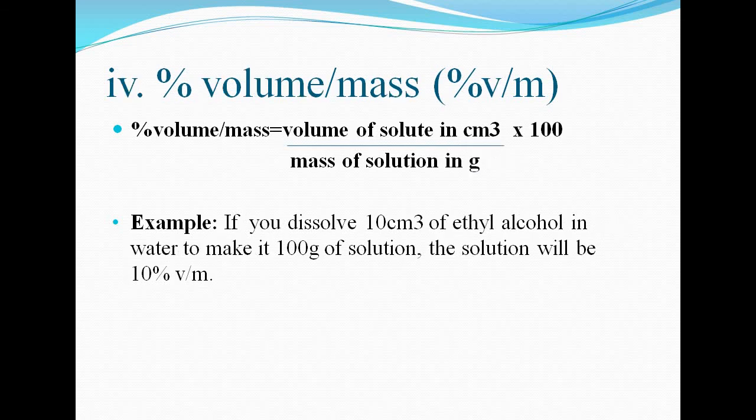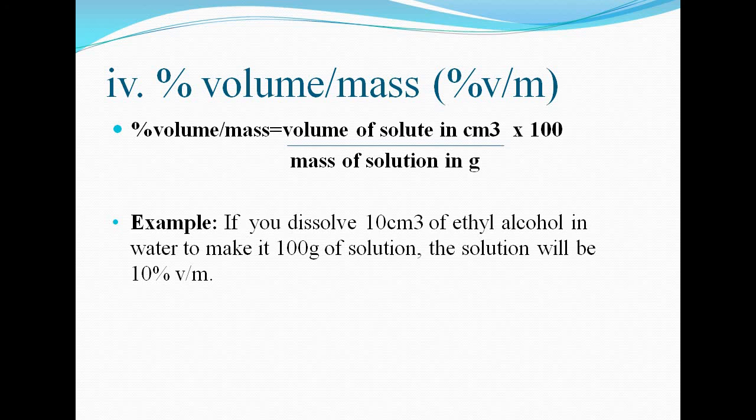Now the last way to express the percentage is percentage volume by mass, which is the reverse of the third one. We have to take the volume of solute in centimeter cube and the mass of solution in gram. It is the reverse of point number 3. Multiply volume of solute in centimeter cube divided by mass of solution in gram by 100. This would give percentage volume by mass. Volume for solute and mass for solution.